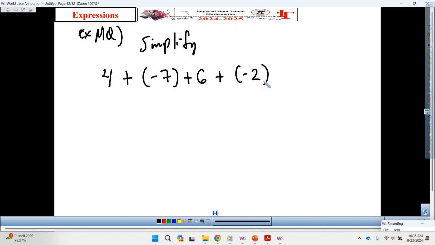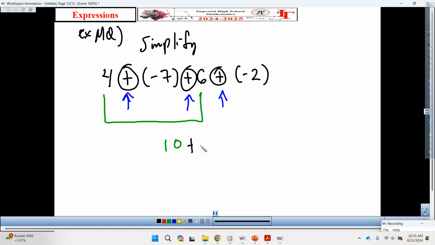Okay, first thing that I want you to do, look up to the screen. Check to see if there's addition all the way through. That's the first thing we want. We want to make sure there's addition all the way through. If there isn't, make it addition. Step 2, combine like terms. Let's start with the positives. What is 4 plus 6? 10. Since there's addition throughout, we write plus. Next, combine the negatives. What is -7 and -2? -9.